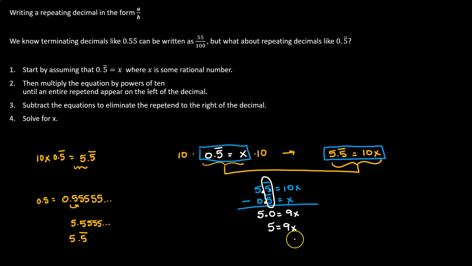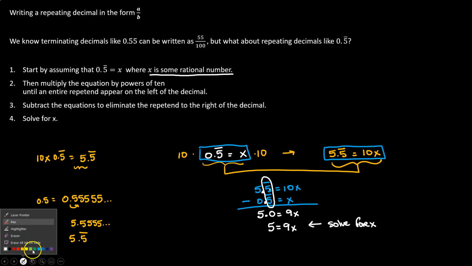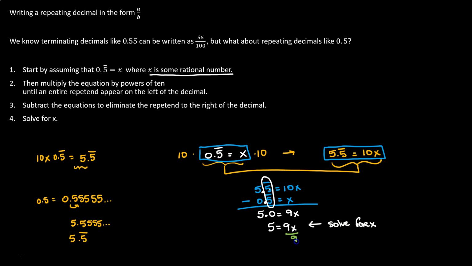At this point, all we do is solve for x. Remember that x is the rational number that we're looking for. So we need to solve that equation for x. Right now, x is being multiplied by 9, but if I divide both sides by 9, I can isolate x, because 9 divided by 9 is 1. And my final answer says that x is the rational number 5 divided by 9. And if we were to type 5 divided by 9 into our calculators, we would in fact see that it's 0.5 repeating.